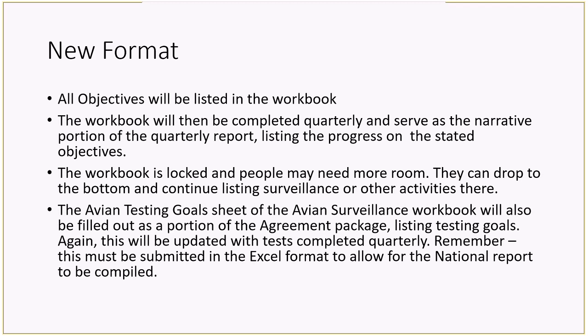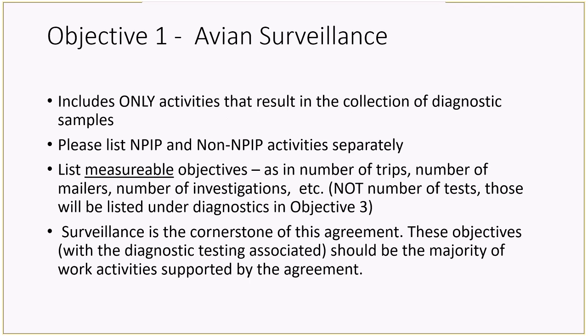There are six objectives in the avian surveillance section. Objective 1 is avian surveillance. This includes only activities that result in the collection of diagnostic samples. So objective 1 should only be those activities where folks are actually going out and collecting samples, or they are distributing mailers for samples to be mailed to the lab, things like that.